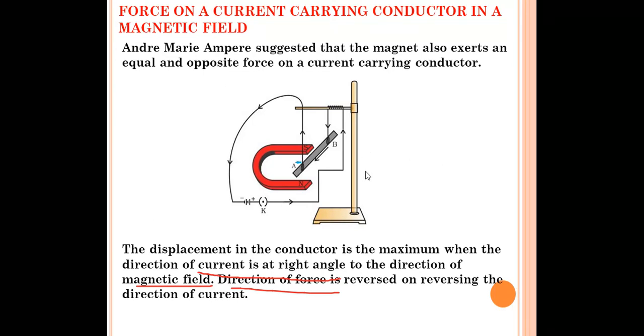So in this you have to remember that whenever a magnetic field is produced, the magnet will also exert an equal and opposite force on the current carrying conductor.